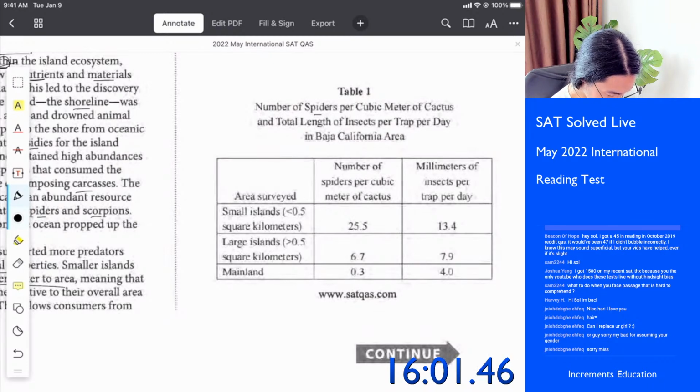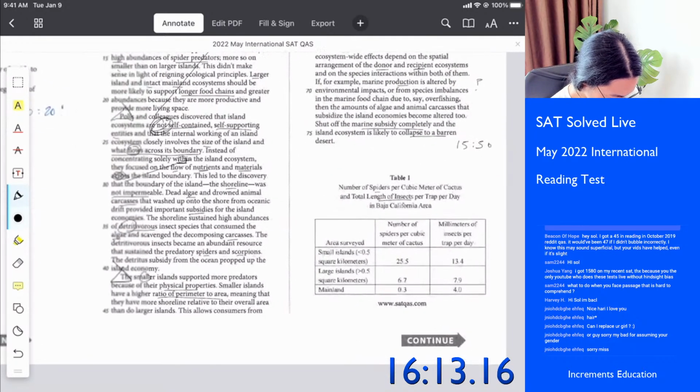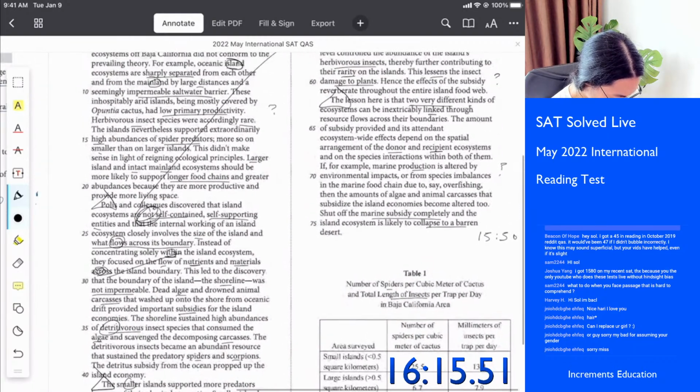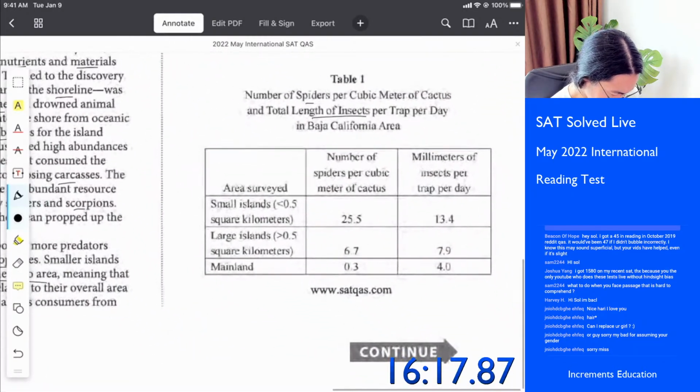Spiders per cubic meter of cactus and length of insects. Length of insects per trap per day. What trap? What kind of trap are we talking about? I don't remember traps. Did we have traps earlier? Okay, but anyway, more spiders, longer insects. Oh, spider traps. Jesus, okay. So they're very small on the mainland. I mean, that's the main thing, right? They just get bigger either way.